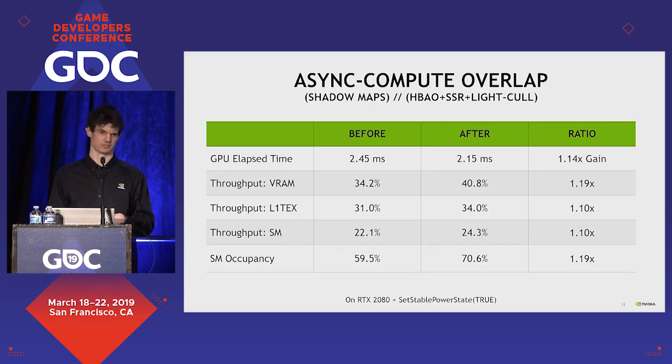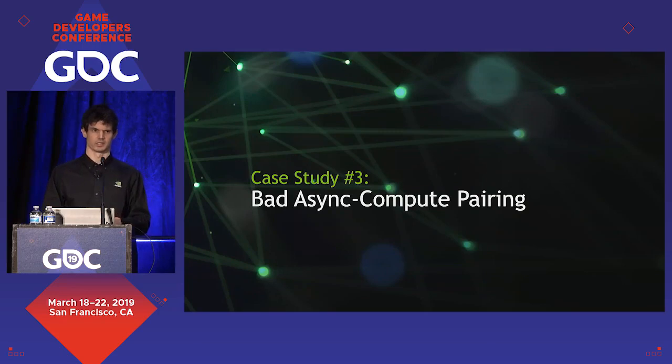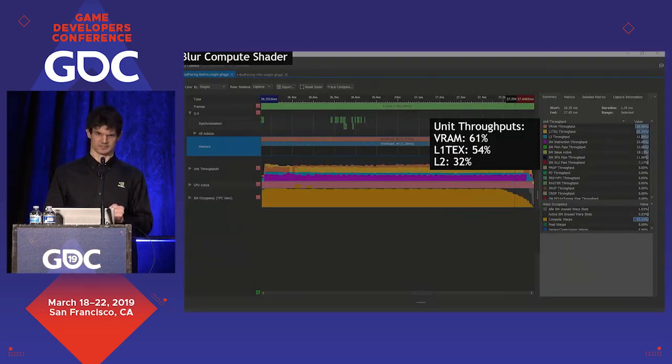And the throughputs go up by 10% or 19%. And the SM occupancy goes up also. So yeah, this is just a classic example, the shadow map overlap. Now, here's a bad pairing example. This is a Blur compute shader, and it has the top throughput units VRAM at 61%, and then L1 tex. And you may think, well, VRAM 61% is not so high. I would like to overlap that and get it up.